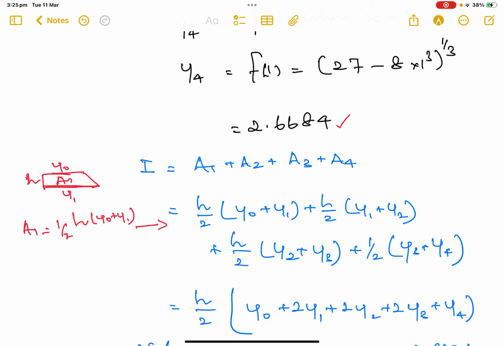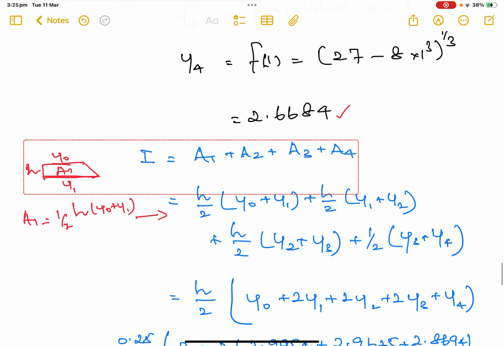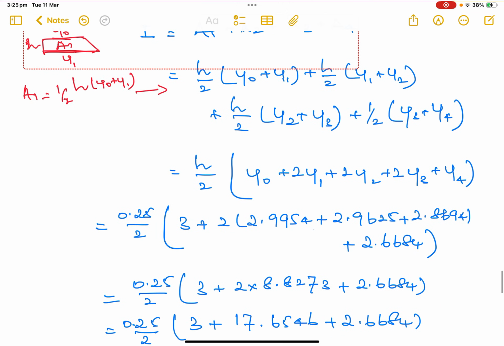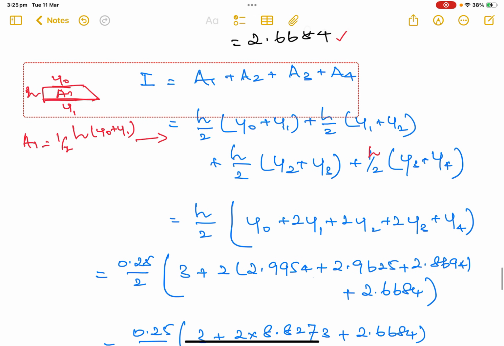That is exactly what I did here. So, H over 2 (y0 + y1), H over 2 (y1 + y2) for the next strip, H over 2 (y2 + y3), and H over 2 (y3 + y4). Right, H over 2 is common, we can take it out. H over 2 out.